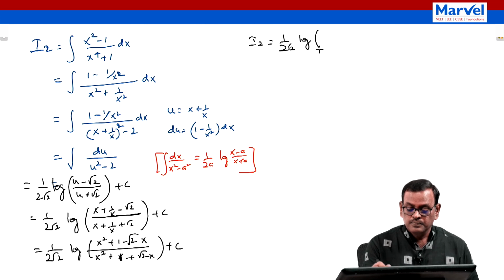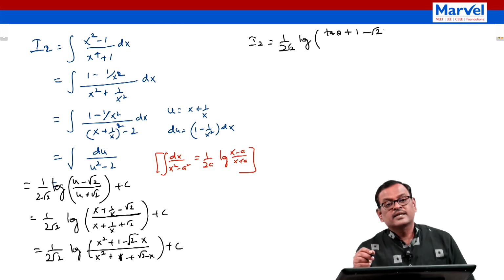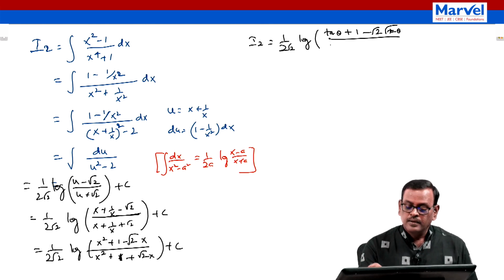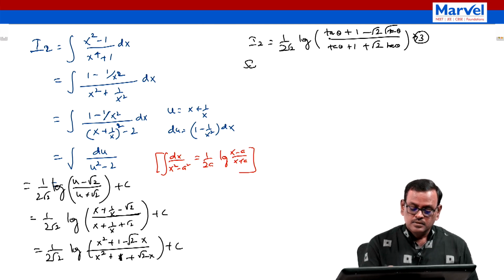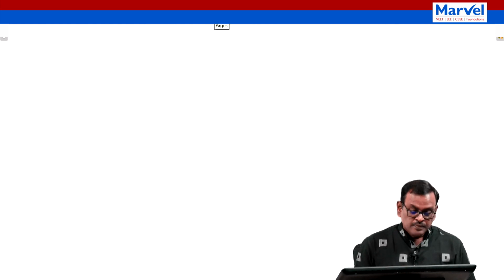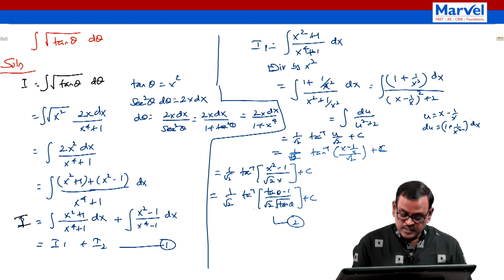Now replace this, I2 equal to 1 by 2 root 2 log of, with x square equal to tan theta, tan theta plus 1 minus root 2 into x, x equal to root tan theta, by tan theta plus 1 plus root 2 root tan theta. This is 3. Substituting 2 and 3 in 1. What is I? I equal to I1 plus I2. See the previous page. I1 equal to this value and I2 equal to this.